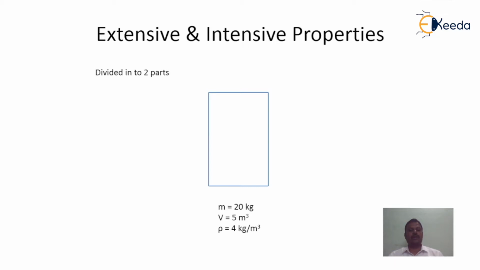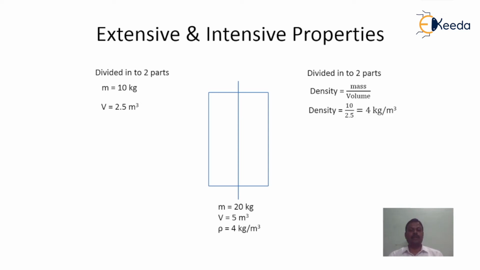Now let us divide the system into two parts in this way. Then its mass becomes 10 kg, that is, original mass 20 kg divided by 2 is 10 kg. Similarly, the original volume is 5 meter cube. When it is divided by 2, the volume becomes 2.5 meter cube. Then the density is mass per volume. Here density is 10 kg divided by 2.5 meter cube, that will be 4 kg per meter cube.